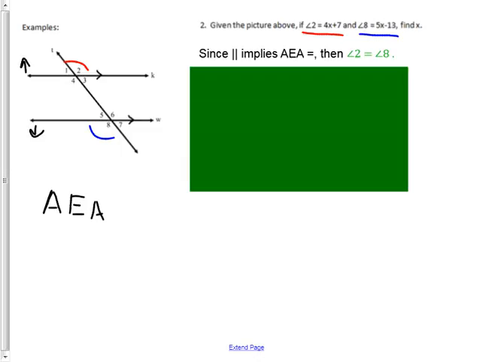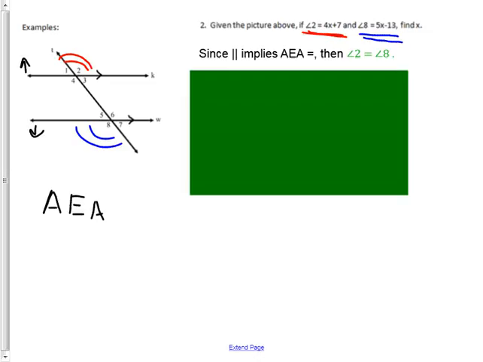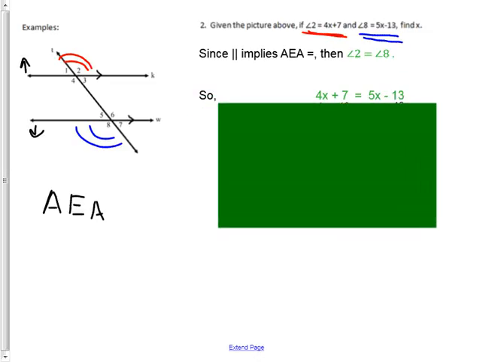Thus we can say that angle 2 right here equals angle 8. They have to be the same thing. So using substitution, we can plug in 4x plus 7 wherever we see angle 2, and we can plug in 5x minus 13 wherever we see angle 8. So we can change it to 4x plus 7 equals 5x minus 13.